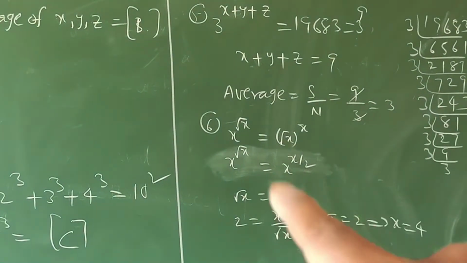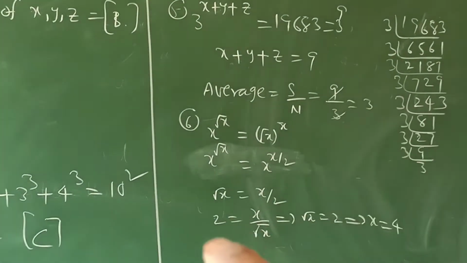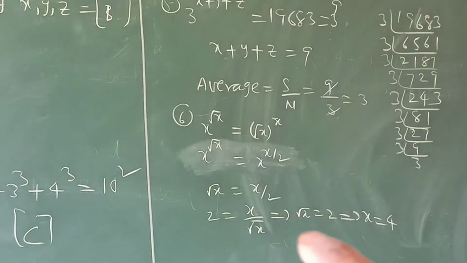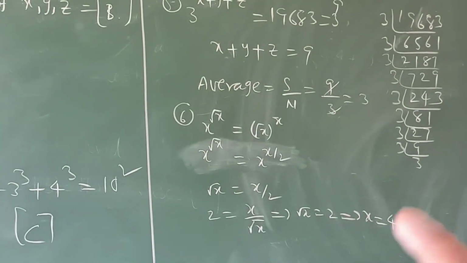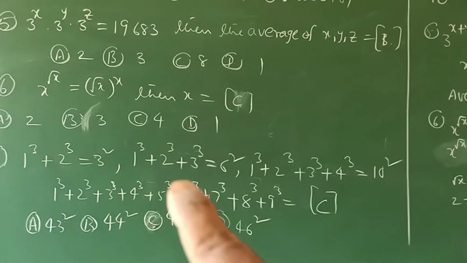x power root x is equal to root x whole power x. x power root x is equal to x power x by 2. And bases are equal, so powers are equal. Root x is equal to x by 2. 2 is equal to x by root x. Root x is equal to 2. On squaring both sides, x is equal to 4. Therefore the option is C.